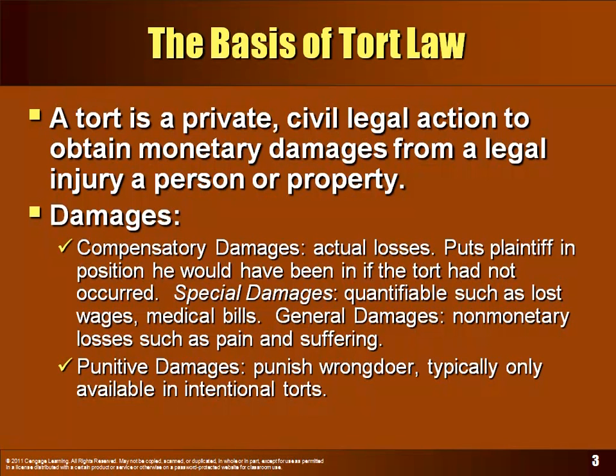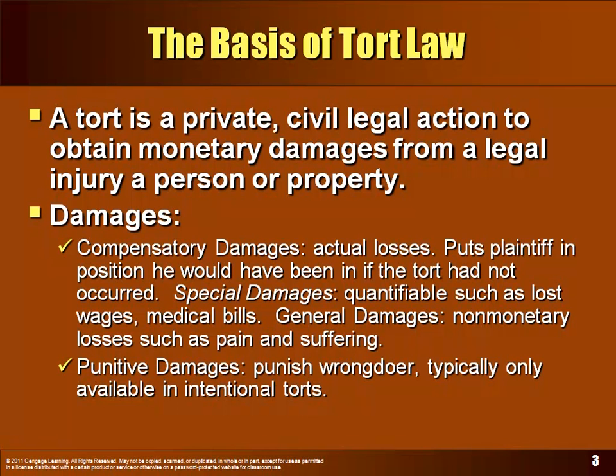Right. So a tort is a private civil legal action to obtain monetary damages from a legal injury to a person or property. So there's a lot there. We were talking a little bit about it in terms of it's private means it's you versus me, or you versus the government. It's your private action against the government. It's not criminal, right? It's a civil legal action.